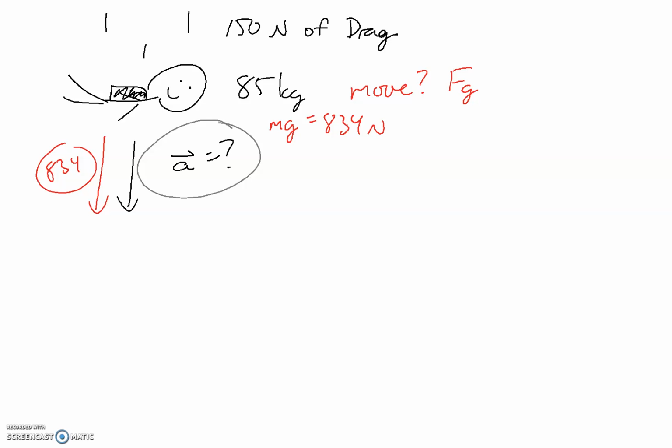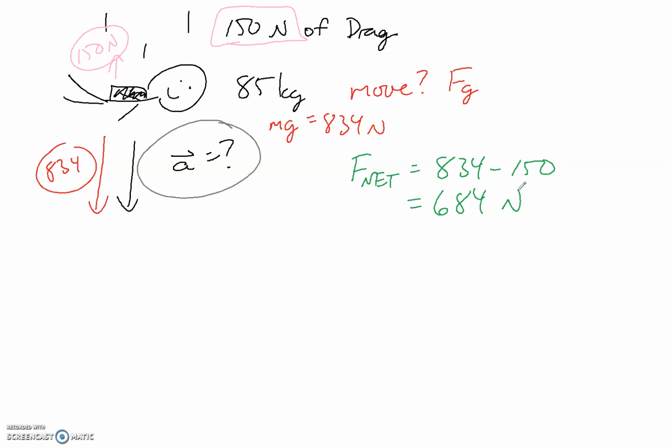But I've also got drag, and apparently I've got 150 newtons of drag, trying to slow him down, so it's going up. All I have to do is subtract the two. I've got 834 trying to go down and 150 going up, so my net force is the 834 pulling him down, take away 150, which gives a net force of around 684 newtons. And once I've got his net force, it's easy to find acceleration.